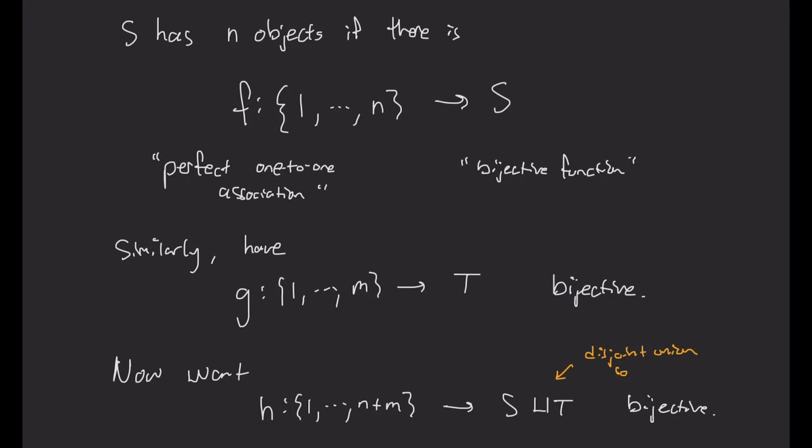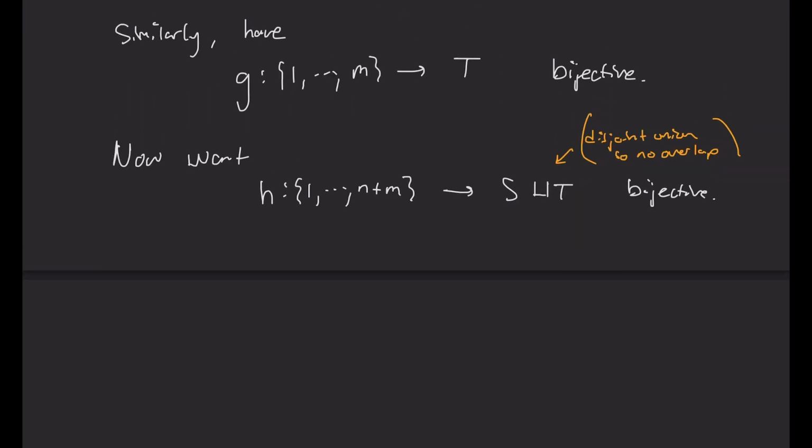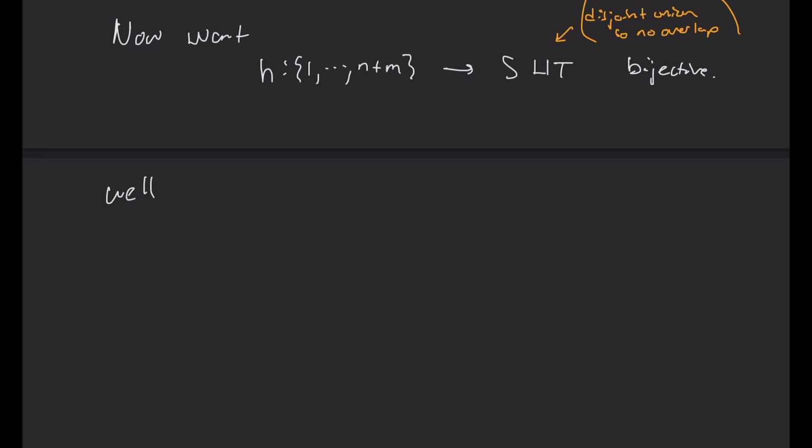But I want this union to be disjoint because I don't want any objects in common. I don't want there to be any overlap. Okay, so how can we construct this? Well, we can do it by gluing f and g together.